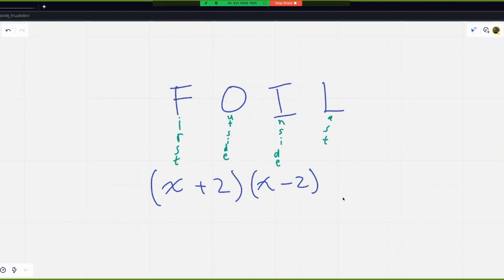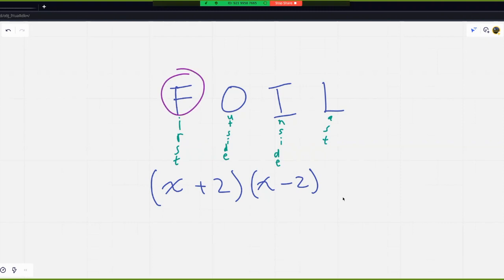So what does this mean? First, outside, inside, last. Well, if you look at the order, all of the terms in the binomial pair that we have here, we have two binomials, you can see that there are first terms in each pair. There's outside terms. If you look at it all together, there's inside terms, and then there's the last term of each. So that's what we're going to use. So let's look at the F. I'll circle that in a different color. The F in FOIL is the first.